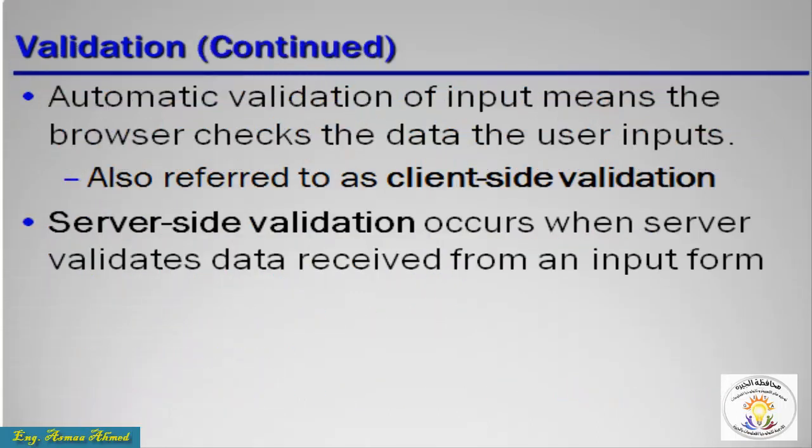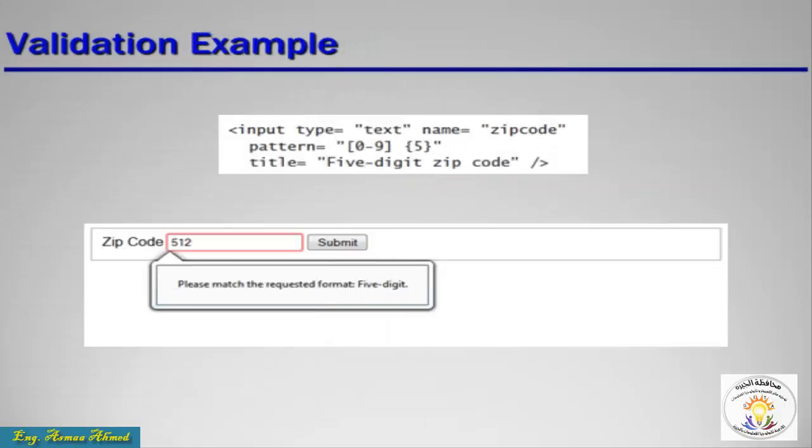Validation, continued. Automatic validation of input means the browser checks the data the user inputs. Also referred to as client-side validation. Server-side validation occurs when the server validates data received from an input form. Validation example.